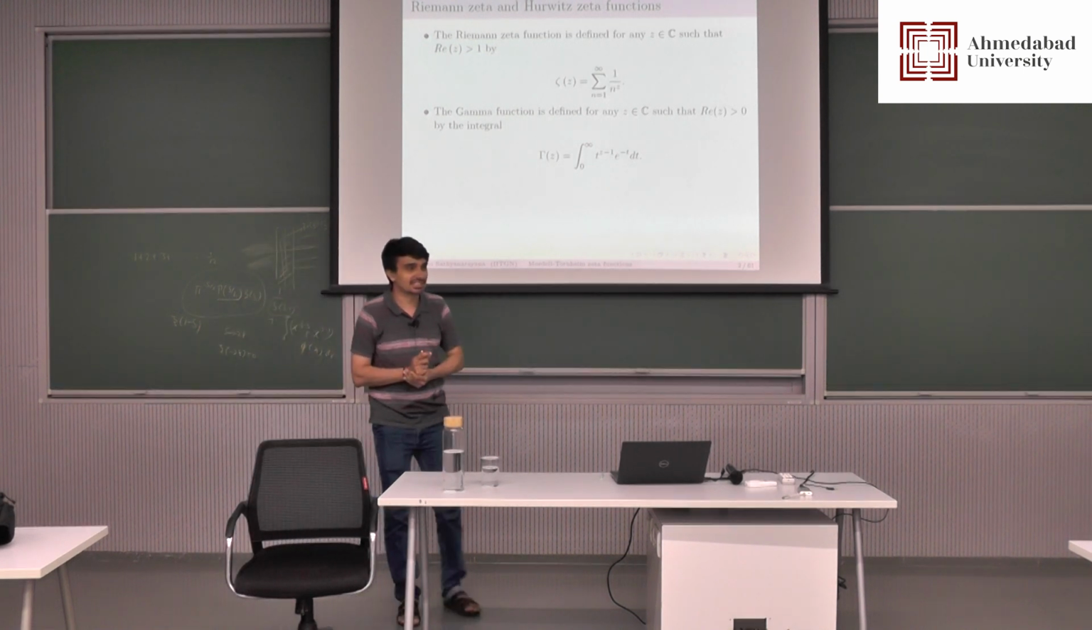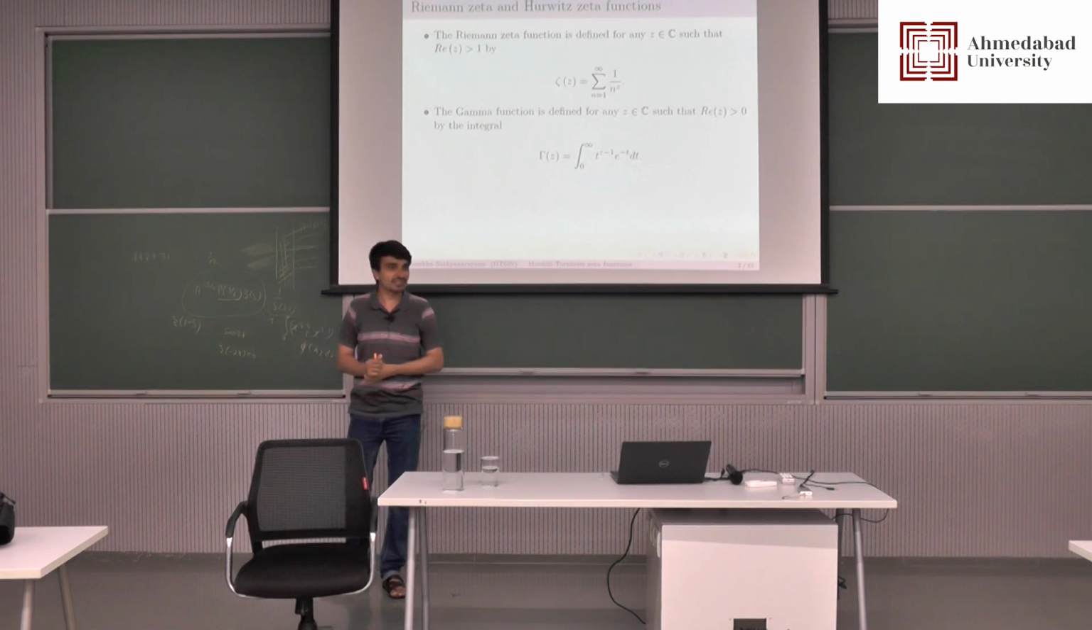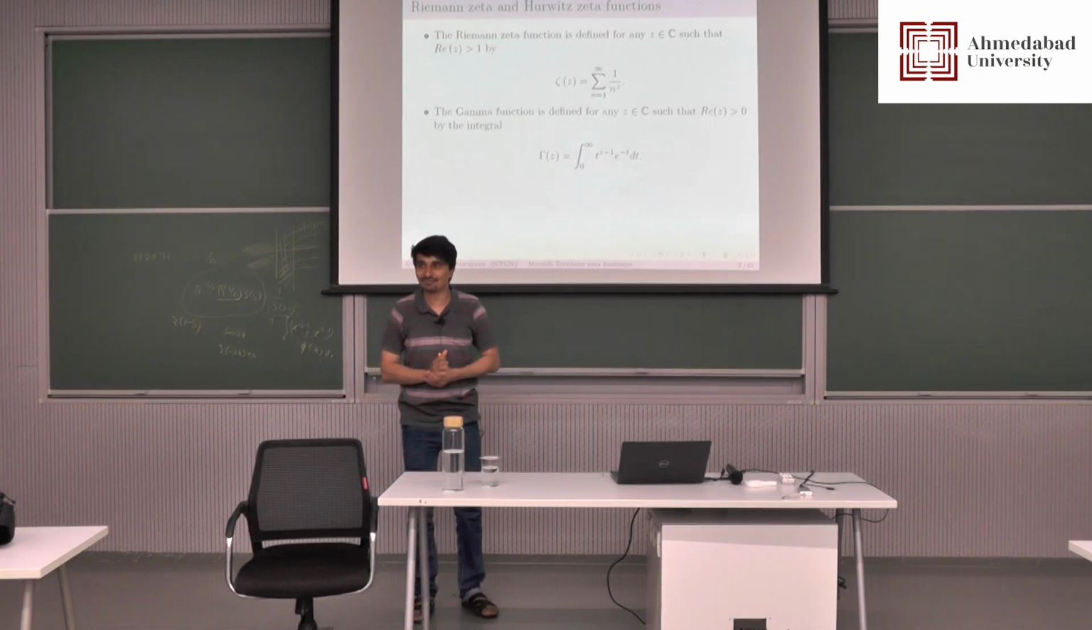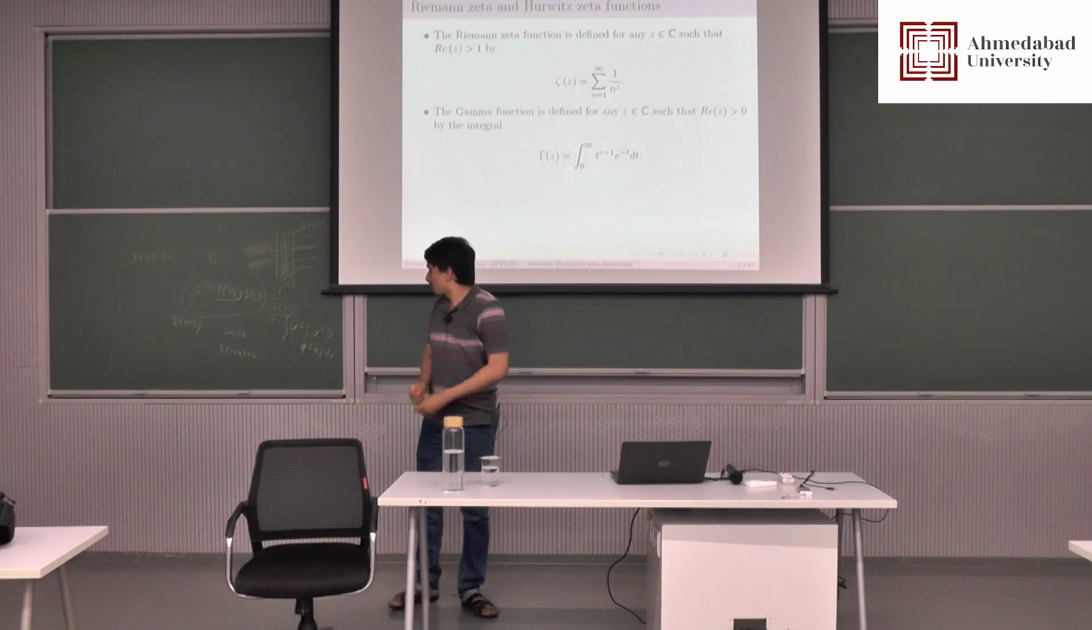There aren't any zeros in between. There is no zero here, there is no zero here. That is the famous Riemann hypothesis, which is unsolved, a million dollar problem. I think millennium, one of those. So this is the first one.